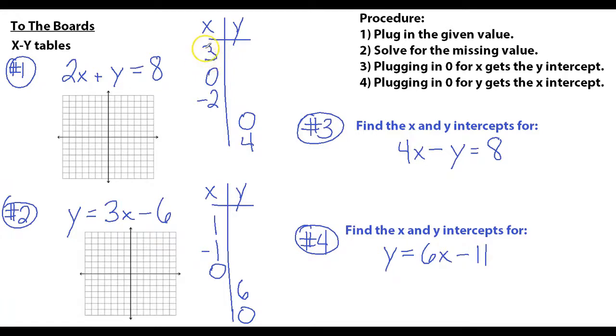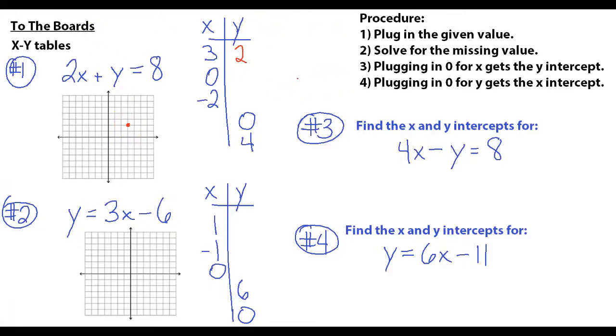Welcome back. Let's see how you did. Step number 1, we're going to work with this 3. I'm going to plug the 3 in for the x. So 2 times 3, that gets me 6 plus y equals 8. And I need to solve for the missing value. So I got to solve for y. I'm going to minus 6 to both sides. That gets me y equals 2. So I know that 3, 2 is a point on the graph. Let's graph it. 1, 2, 3 to the right and up 2. Excellent.